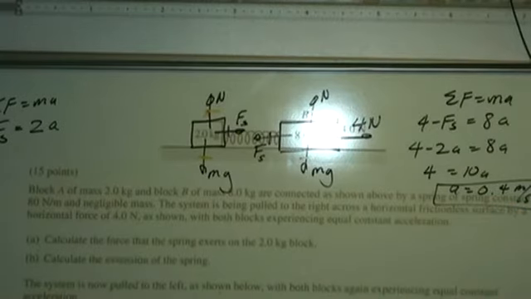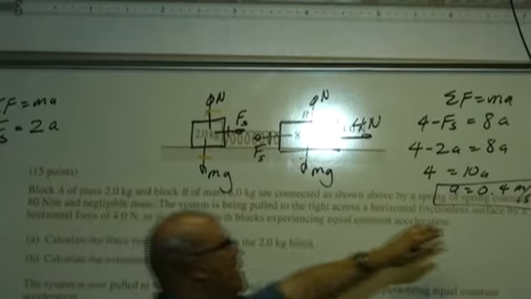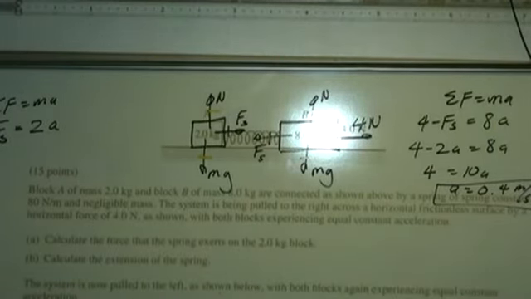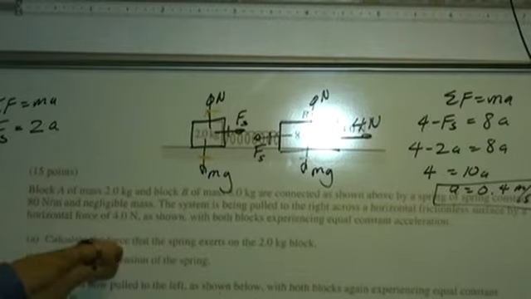Okay. All right, so right here I get 4 to the right equals 10A. So A equals 0.4 meters per second squared, which takes me exactly to where I am here. But wait a minute, I still don't have the answer, do I? We're looking for the force.